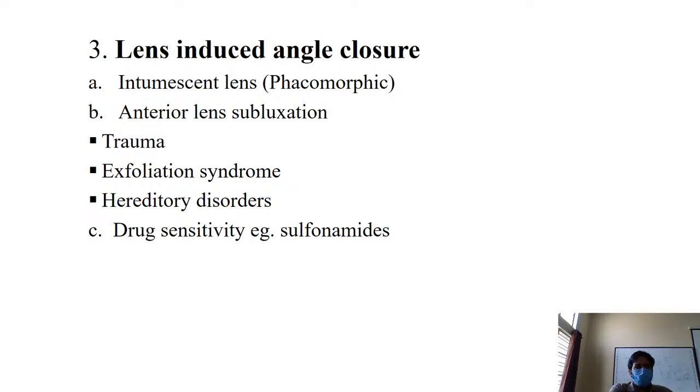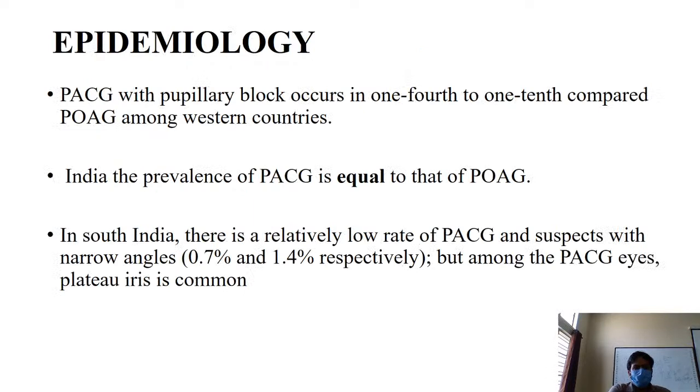It may occur because of an intumescent lens, such as phacomorphic. It is also called LIG or lens-induced glaucoma. And there may be subluxation of the lens due to trauma, exfoliation syndrome, or hereditary disorders such as Marfan syndrome, etc. And very rarely there may be drug sensitivity, which causes swelling of the lens. And mostly these drugs are sulfonamide group, sulfur-containing drugs.